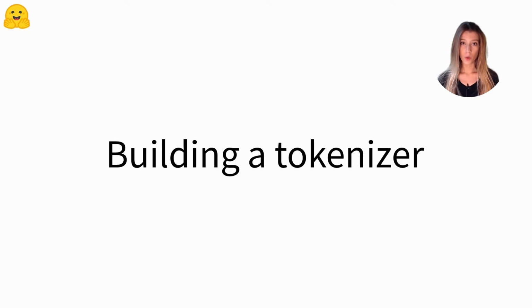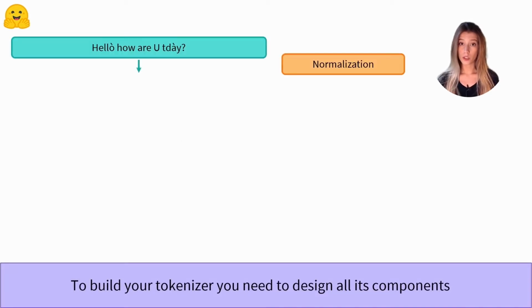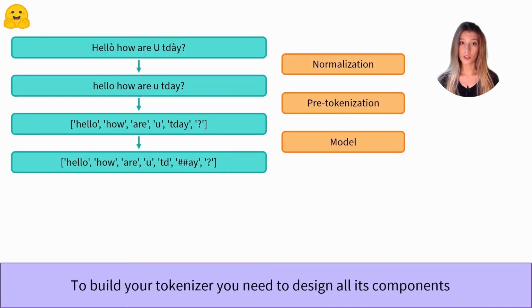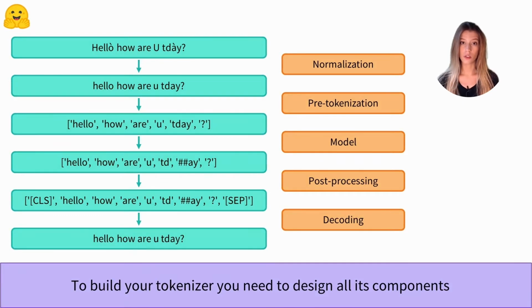In this video, we will see how you can create your own tokenizer from scratch. To create your own tokenizer, you will have to think about each of the operations involved in tokenization, namely the normalization, the pre-tokenization, the model, the post-processing, and the decoding.